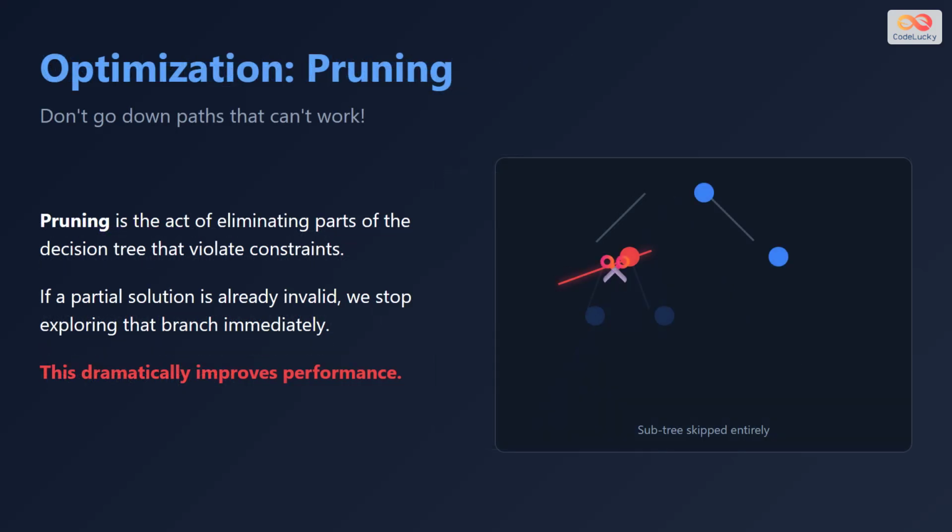Because the state space can be huge, we need to be smart. We use a technique called pruning. Just like gardening, we cut off branches that we know are dead. If a partial solution violates a constraint early on, we stop exploring that entire branch immediately. We do not waste time going deeper. This simple optimization can turn a program that takes years to run into one that finishes in milliseconds.